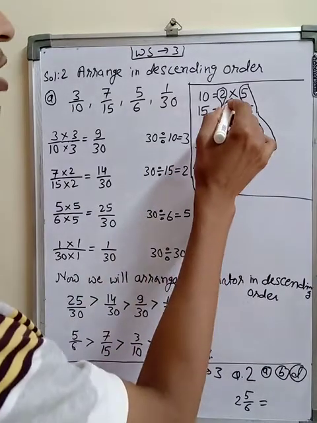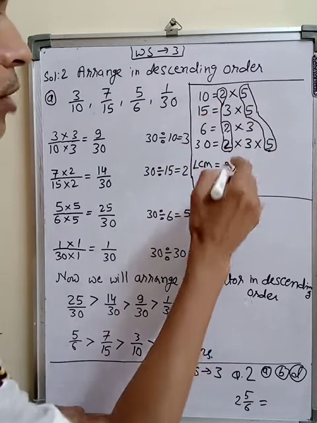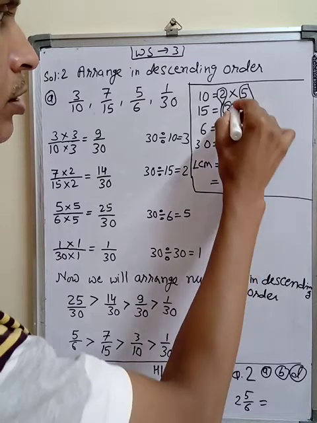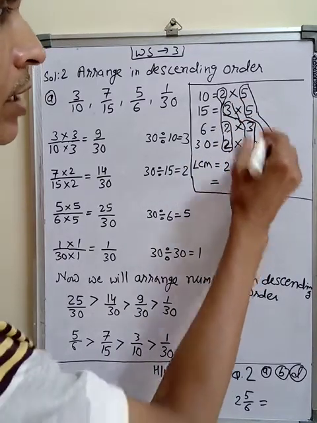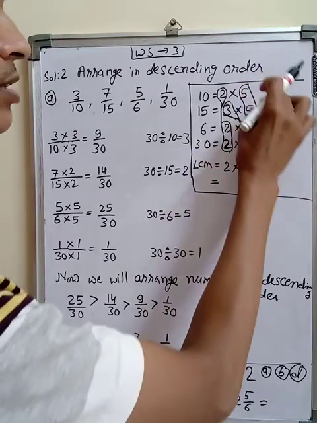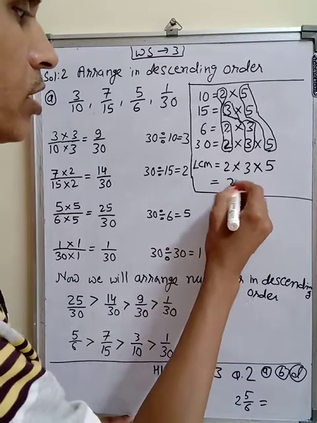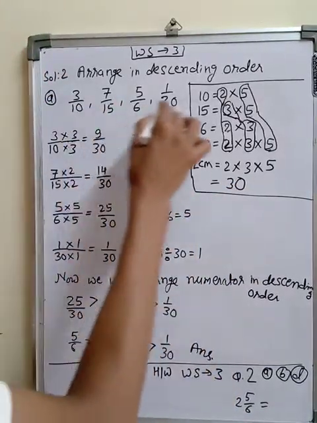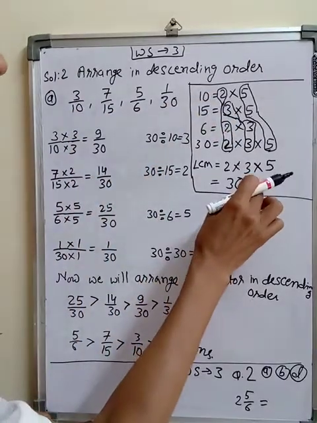Now we will take the common factors. This 2 is common, so one 2. This 3 is common, so one 3. And this 5 I have already encircled, so one 5. So the multiplication of these is 30. So 30 is the LCM of the denominators 10, 15, 6 and 30.